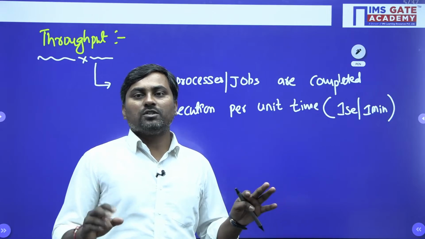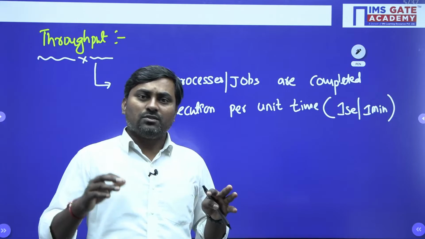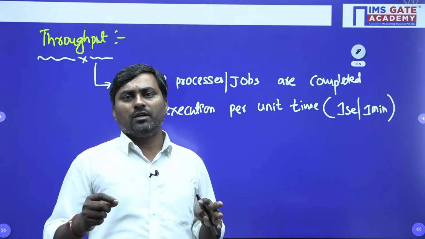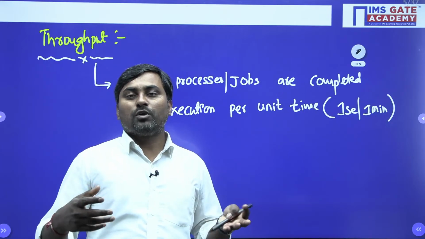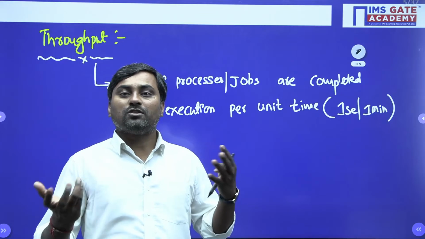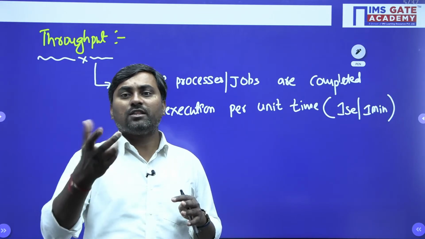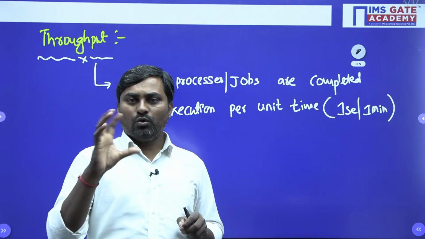Similarly, we can also measure the throughput of a student. When a student is attempting questions, some students may attempt 10 questions per hour, some may solve 20 questions per hour, and some may solve only 5 questions per hour. That is the throughput of that particular person. So you have to define the domain.